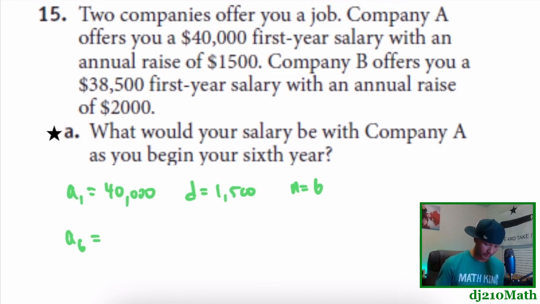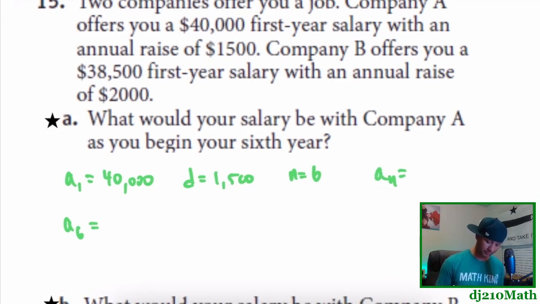So if we think back to the arithmetic sequence video, or the notes rather, the formula for a sub n, or any term, is a sub 1 plus n minus 1 times the common difference. So it's very similar to the sum.